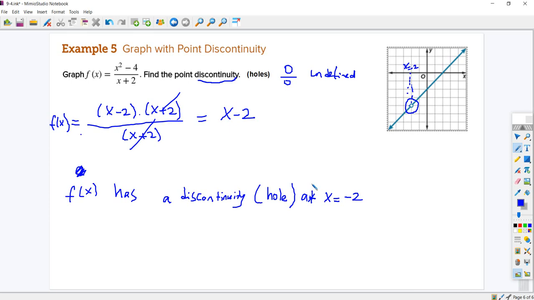Okay, now page 481, page 482 on the very bottom. The answer will be that the function f of x has a point discontinuity at x is equal to -3. Okay, so we have a hole, we have a discontinuity at -3.